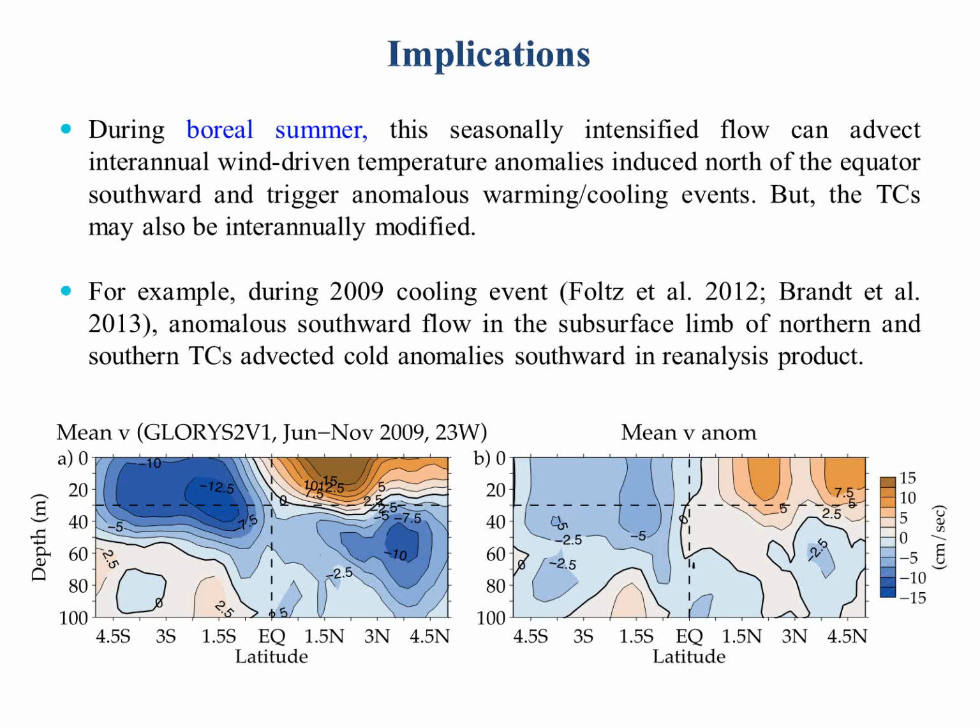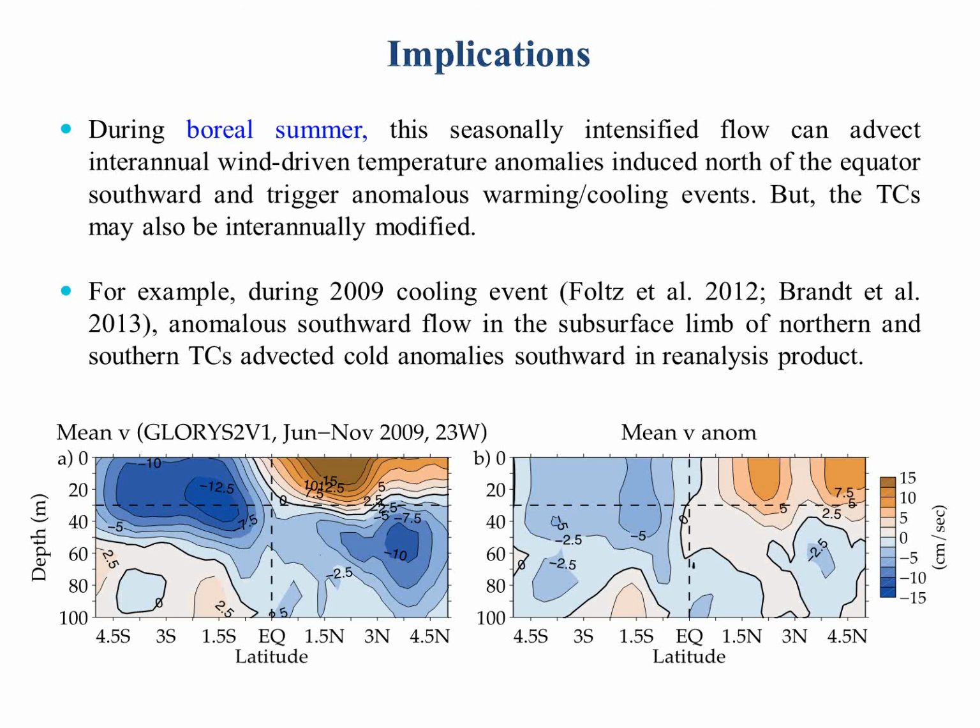And what I'm showing here is a complication of that. A further complication is that the tropical cells may be interannually modified. So this is showing you the mean velocity from June to November 2009. So it's just 2009 when you had a strong cooling event. And you see that you have a very strong tropical cell during that 1 year when you have a cold anomaly.